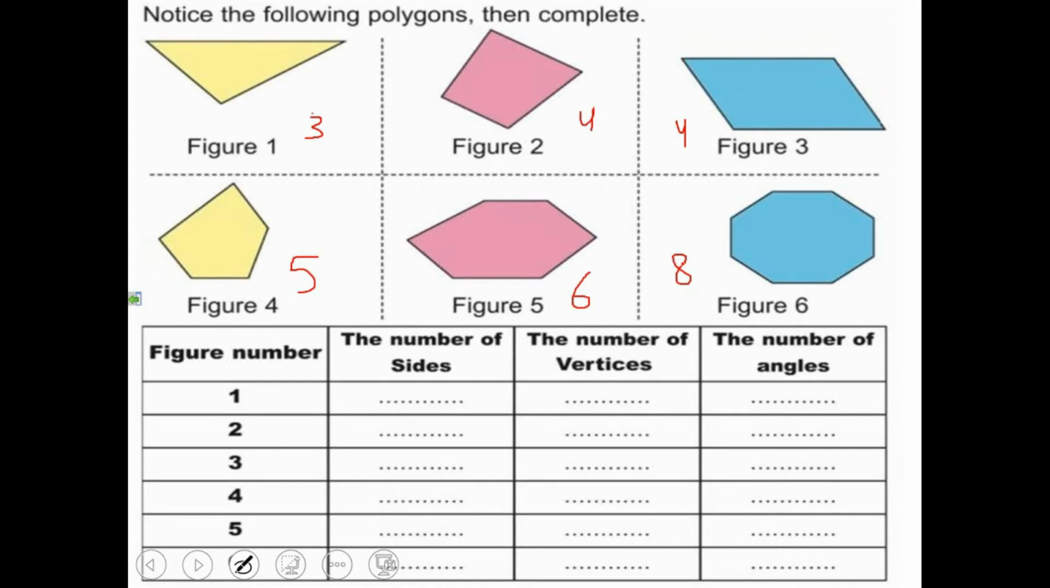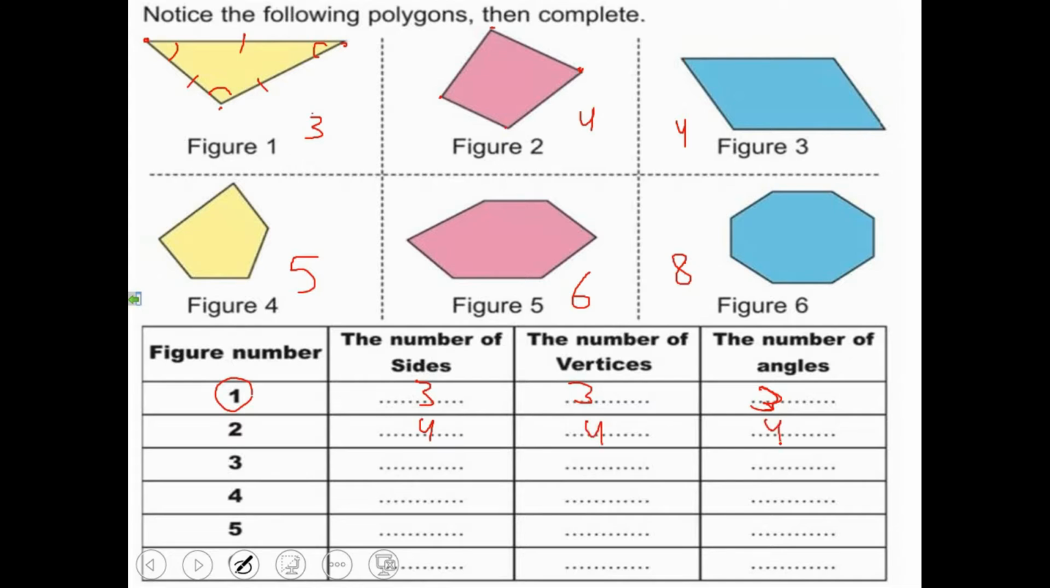Now let's complete the table. In figure number 1, we notice that it's a triangle, so the number of sides is 3, number of vertices 1, 2, 3, and the number of angles is 1, 2, 3, so we have 3 and 3 and 3. In the second figure, we have quadrilateral, so the number of sides is equal 4, number of vertices is also equal 4, and the number of angles equal 4.